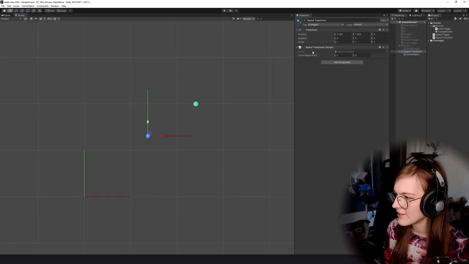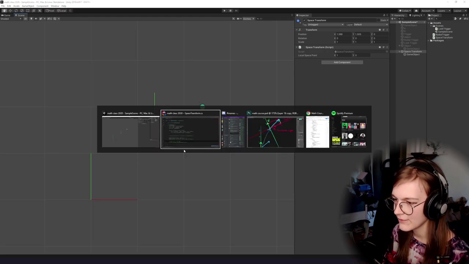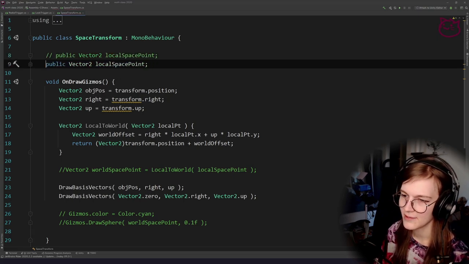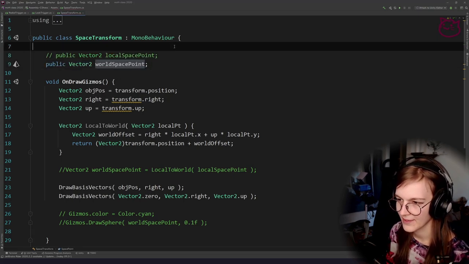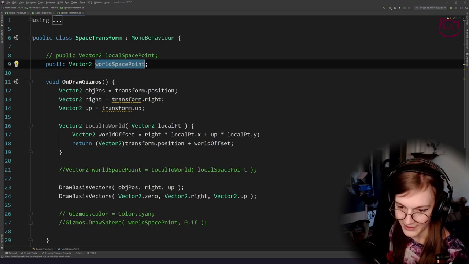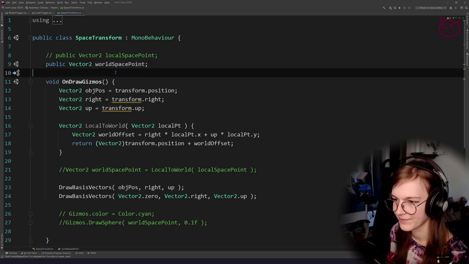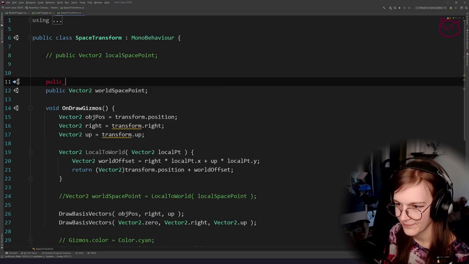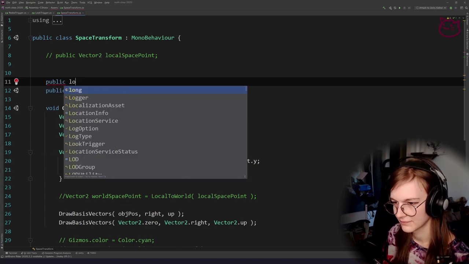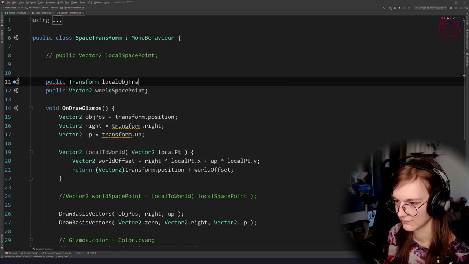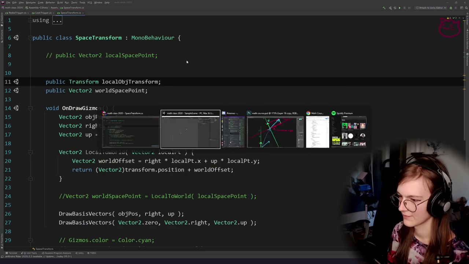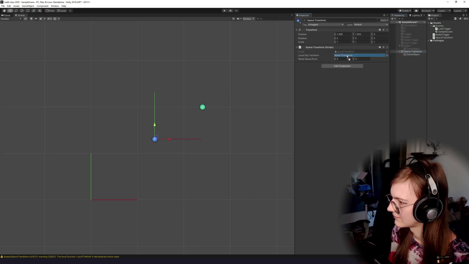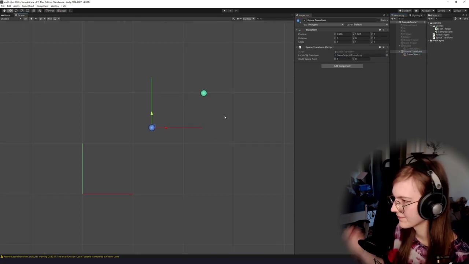Okay. Let's see. So now we want to specify a world space coordinate. So we want to have a world space point, and then we want to convert that into a local space point, right? We also need the transform.